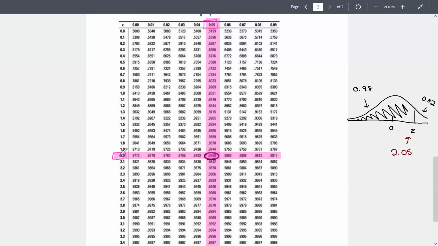So remember, you're adding the 2.0 to the 0.05. So we get 2.05. Okay, so now we got the z-score. Let's go back and actually solve our problem.